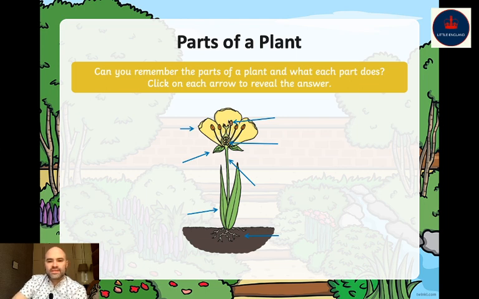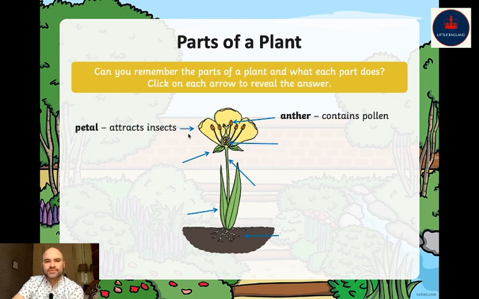Do you guys remember these little prongs? What are these things called? Starts with an A. Anther. Anther contains pollen. Over here we have, what are these? Petals. Petals attract the insects that bring the pollen into the flower.